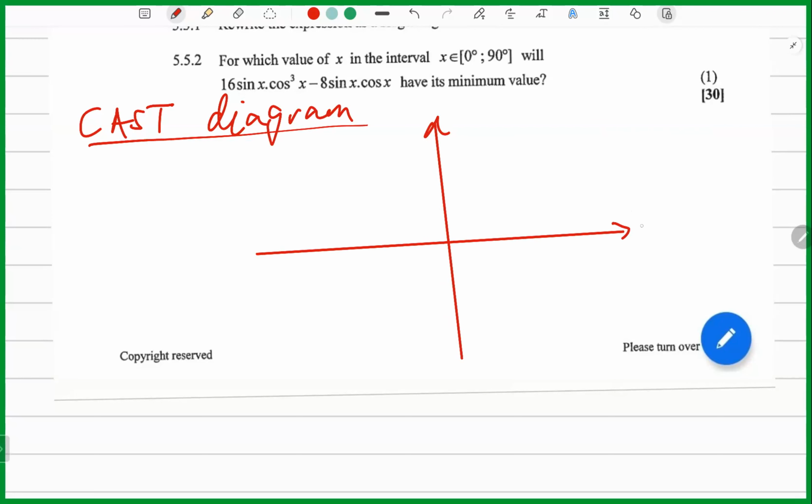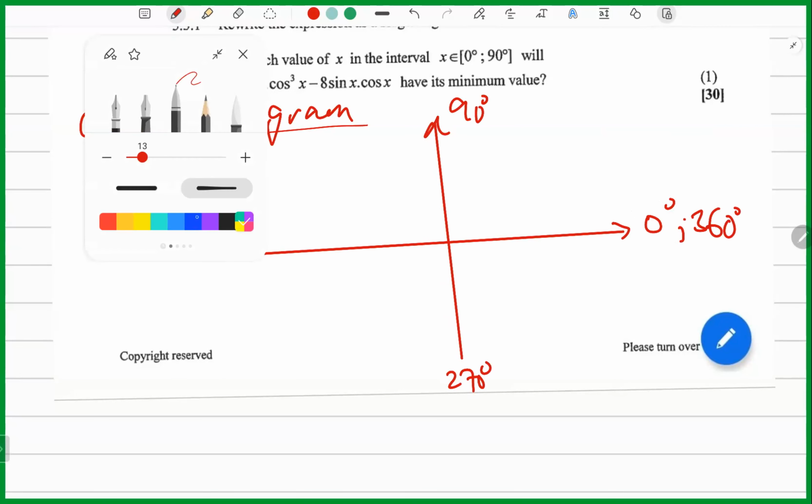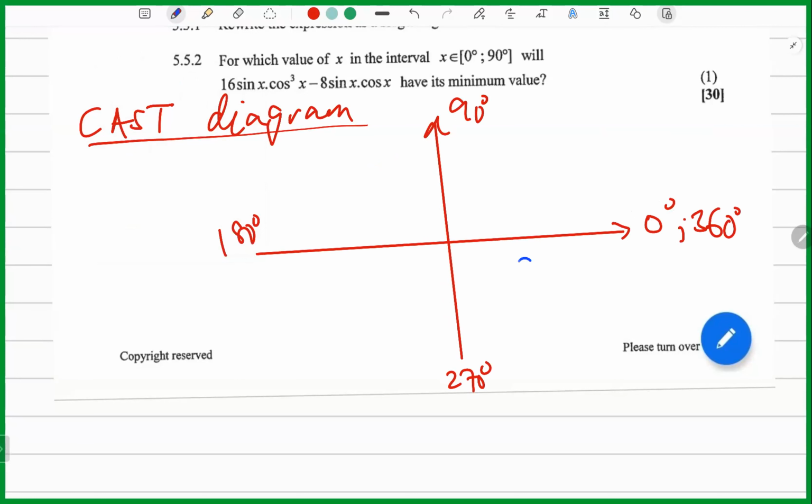This diagram is called the cast diagram. It begins from 0 degrees, 90 degrees, 180 degrees, 270 degrees, and then 360 degrees. Right. And obviously it is a diagram that is very popular in school, and it is called the cast diagram. The C is for the cosine, the A is for all positive, the S is for the sine of theta, and this one is for the tangent of theta.